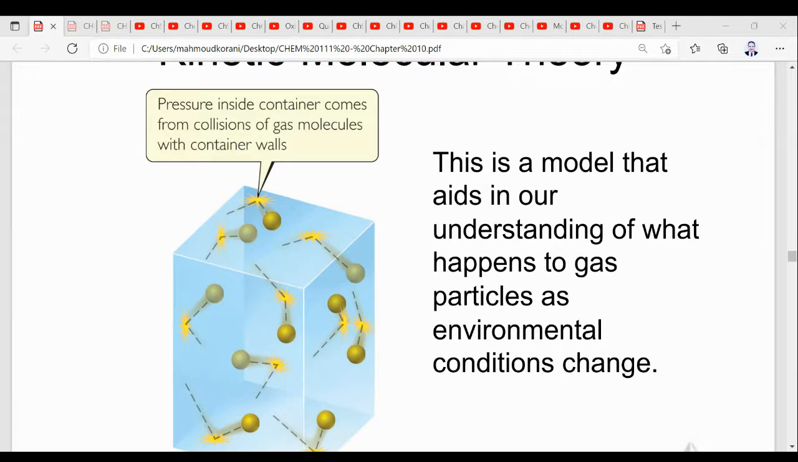Just reminding you, kinetic energy is given by half mv squared. So the kinetic energy depends on the velocity, and this velocity depends on the temperature. When you increase the temperature, the velocity increases, so the kinetic energy increases. The kinetic energy of a molecule is proportional to the absolute temperature.